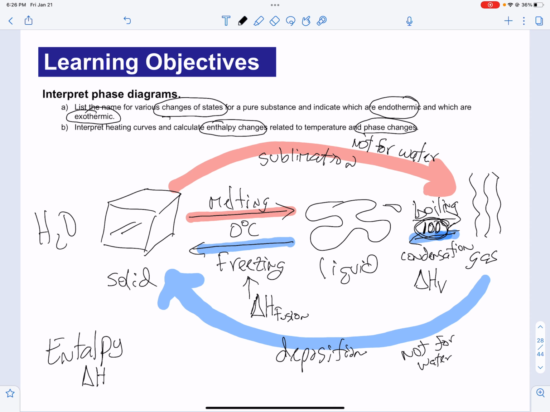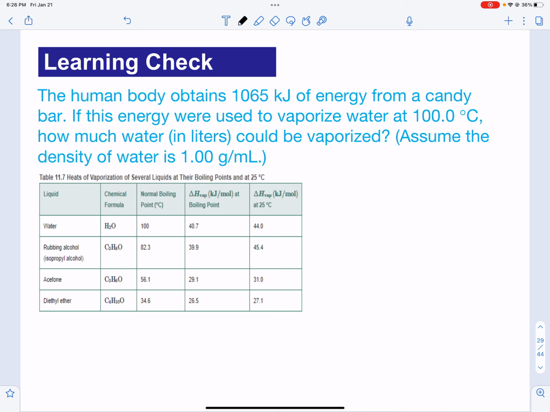So let's go ahead and do these two objectives. We're going to do it like always with a problem. So let's do this problem. The human body obtains 1,065 kilojoules, and you know from Chem 1 that that's a unit of energy, from a candy bar. So if I eat that specific candy bar, I'm going to get that much energy out of eating it. And it's probably even on the label.